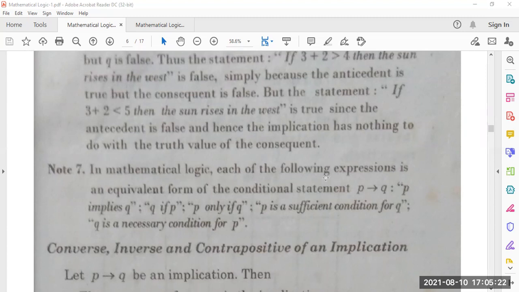In mathematical logic, each of the following expressions is an equivalent form of the conditional statement P implies Q: if P then Q, Q if P, P only if Q, P is a sufficient condition for Q, or Q is a necessary condition for P. These all are synonyms. P implies Q means all those things.